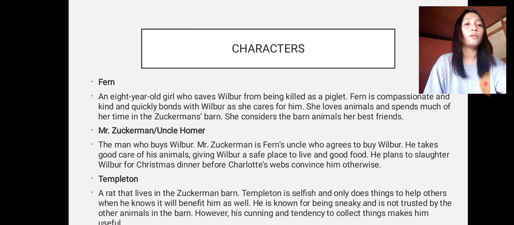Mr. Zuckerman, or Uncle Homer. The man who buys Wilbur, Mr. Zuckerman, is Fern's uncle who agrees to buy Wilbur. He takes good care of his animals, giving Wilbur a safe place to live and good food. He plans to slaughter Wilbur for Christmas dinner before Charlotte's web convinces him otherwise.